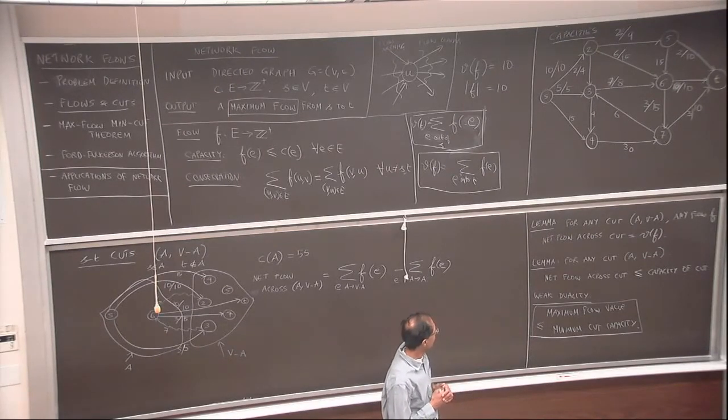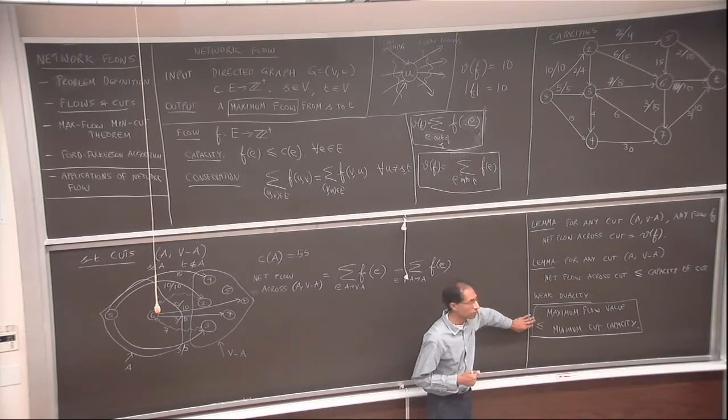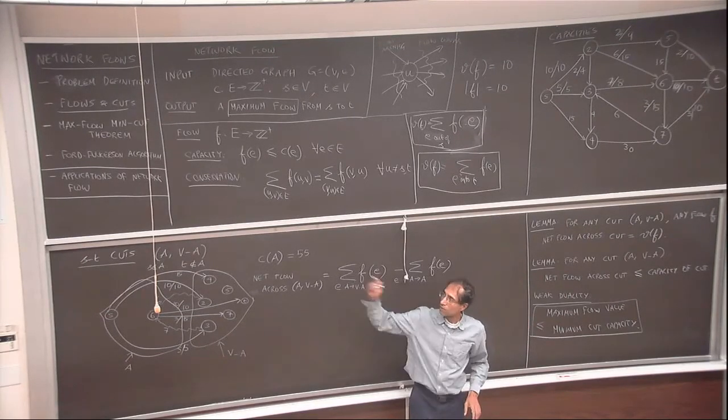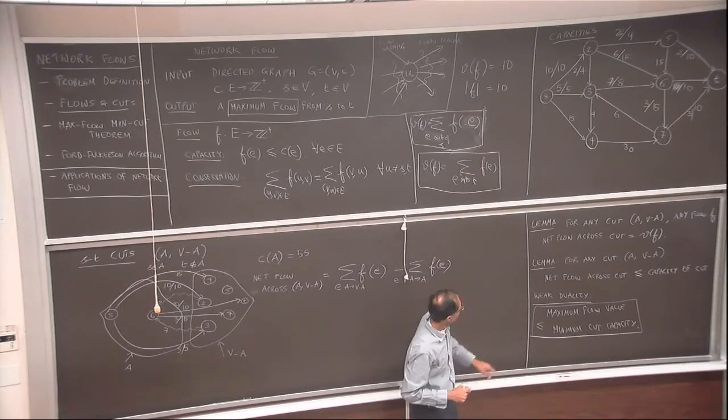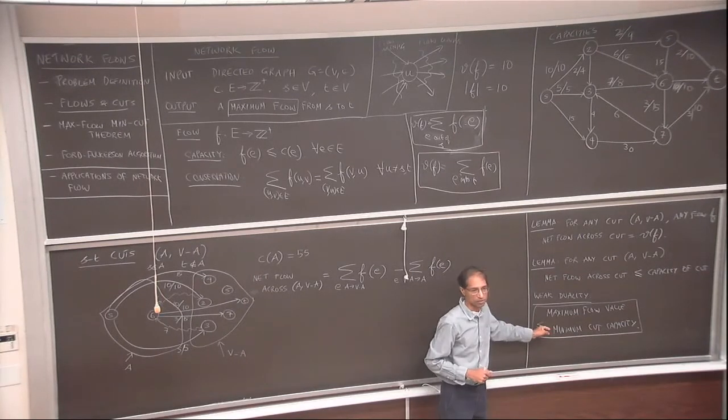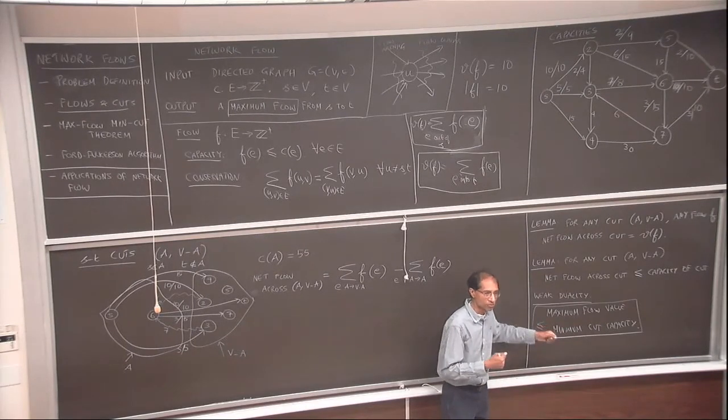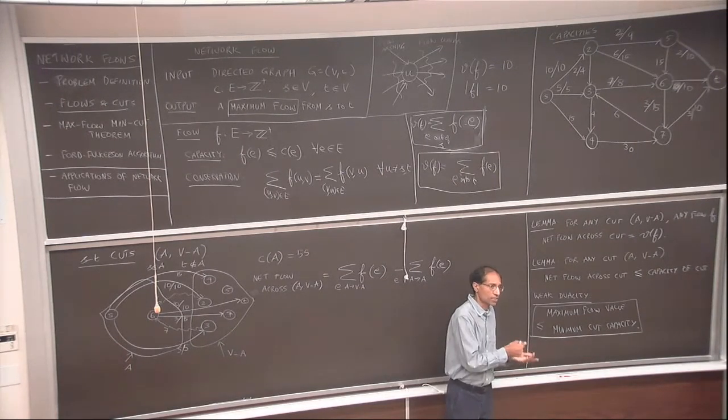Okay? The most remarkable fact, actually, is that, as we will show in a moment, it turns out that these two are exactly equal. That you can always send as much stuff as the capacity of the minimum cut. You can never send more than it, but you can always send as much as the capacity of the minimum cut.